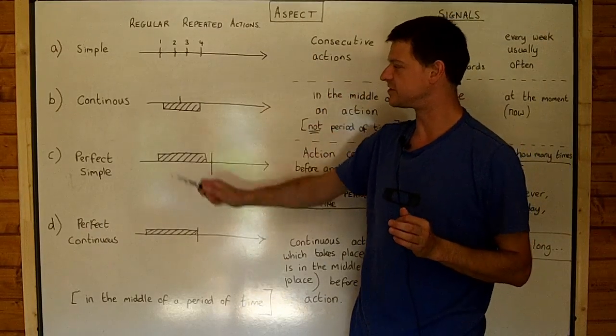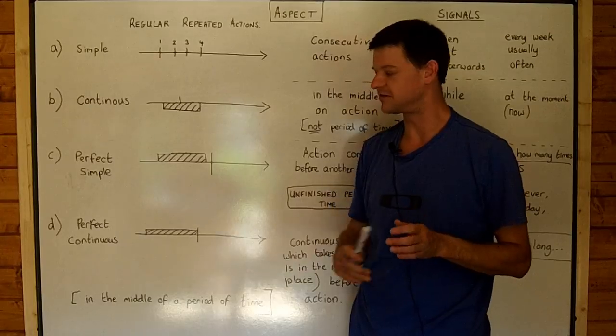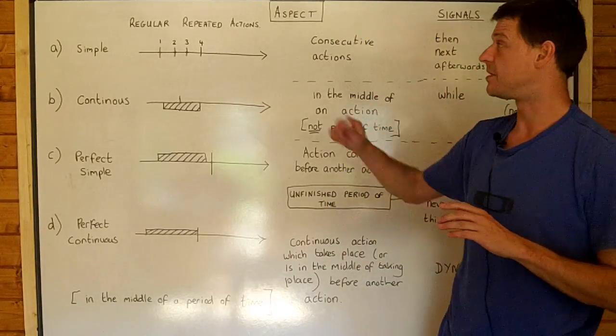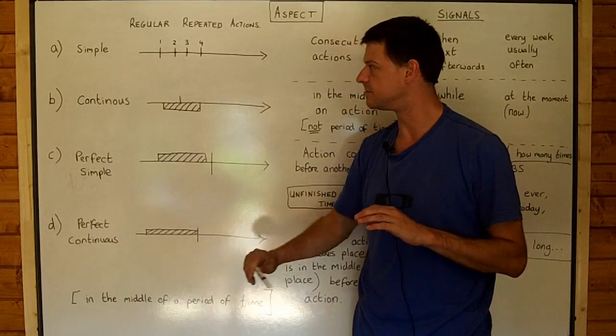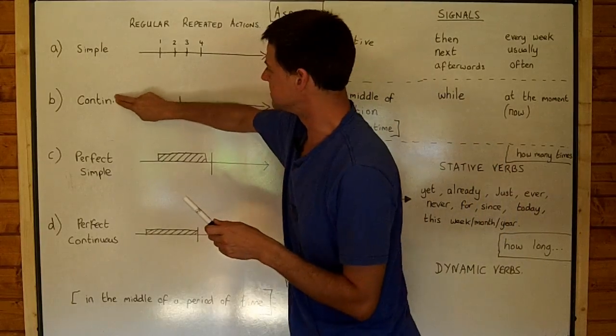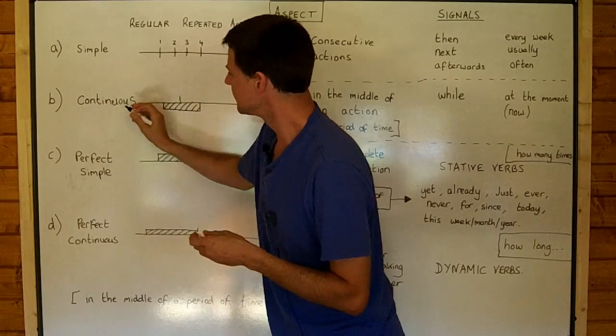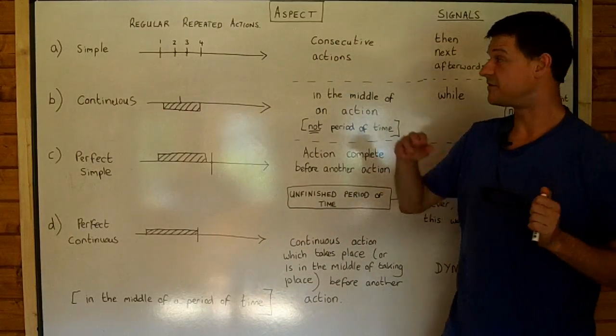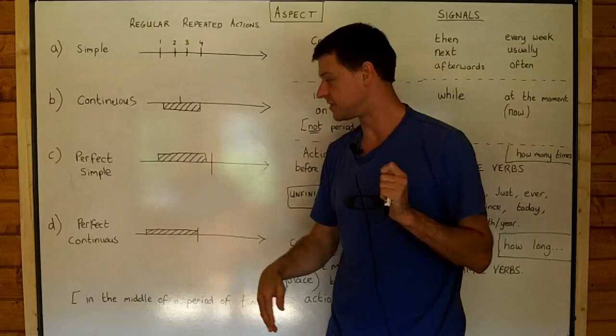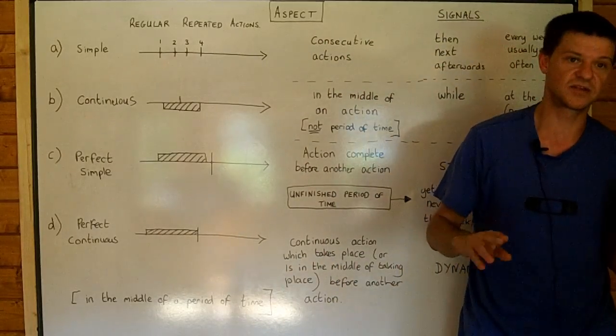In each of the past, present and future, we have 4 different aspects. We have present simple, present continuous, present perfect simple and present perfect continuous. We have past simple, past continuous, past perfect simple and past perfect continuous. And we have future simple, future continuous, future perfect simple and future perfect continuous.